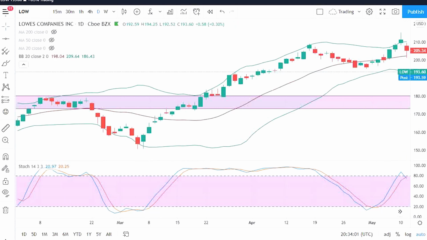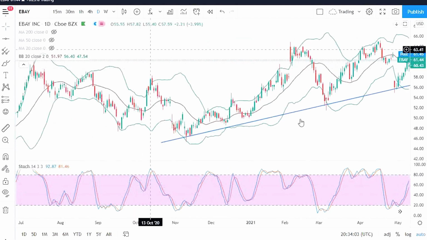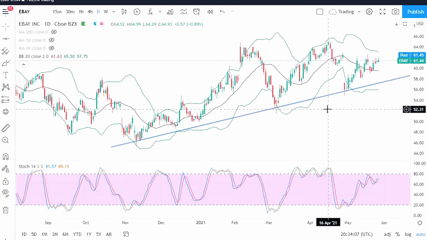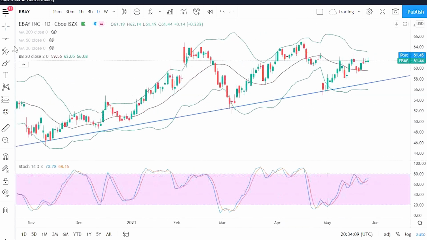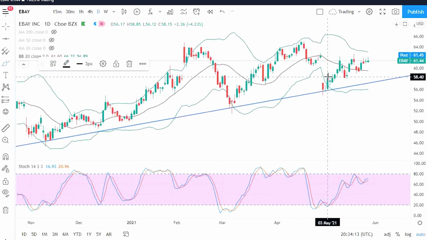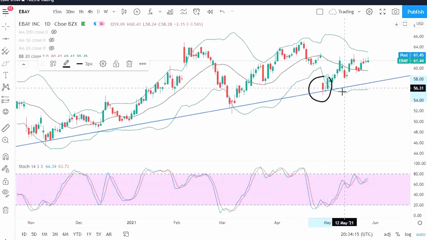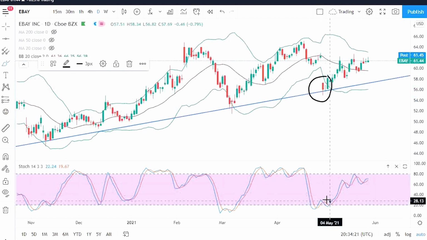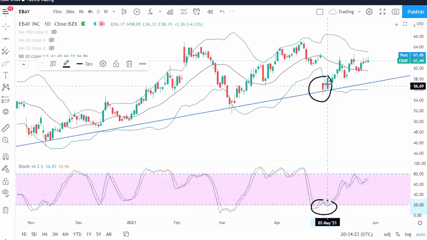All right, and then lastly, we have eBay. So, all right, here it is. This one gapped. I'm not crazy about trading gaps, but we have a nice reversal there. The red candle down, the doji, the green candle up. We're in the kind of roughly oversold territory.